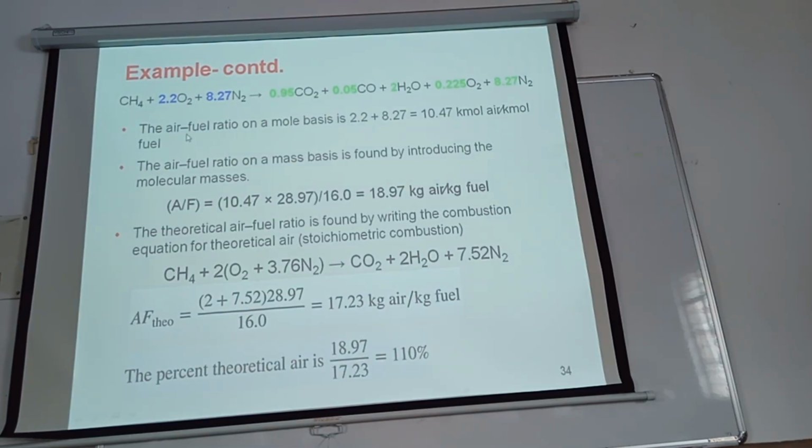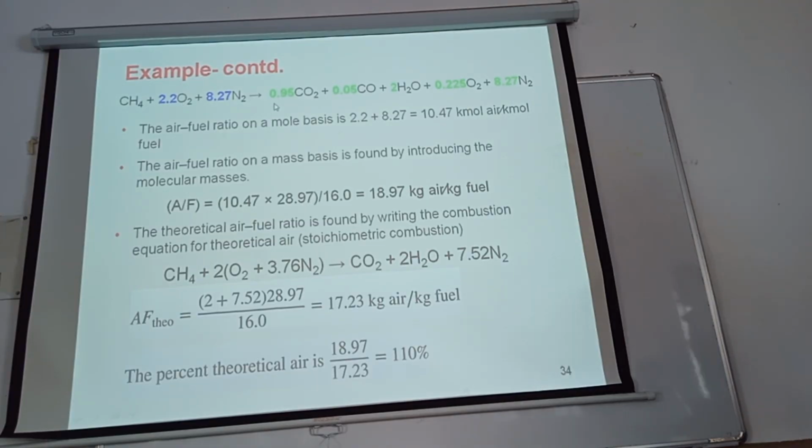So what is done? You see the air fuel ratio on a mole basis. What is that? Here you see that 2.2 is written for oxygen. The total mole air fuel ratio we will calculate, on a mole basis, as it is asked. So the total number of air moles is how much? 2.2 plus 8.27. So that is air. And what is the number of moles of fuel here? 1. So what is the air fuel ratio on a mole basis?